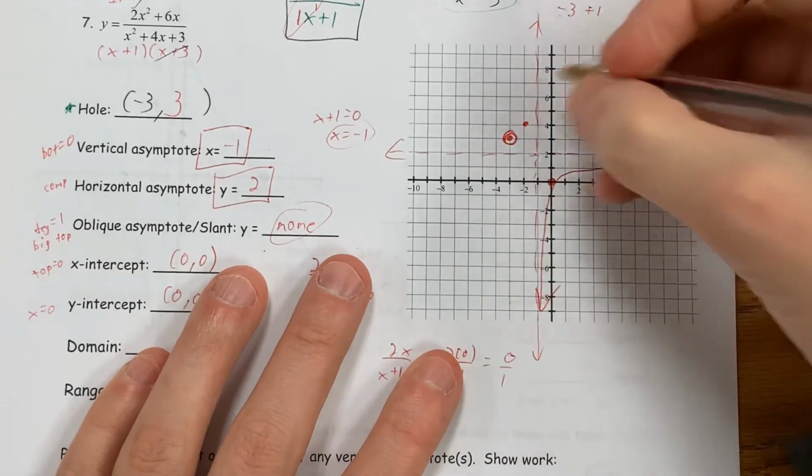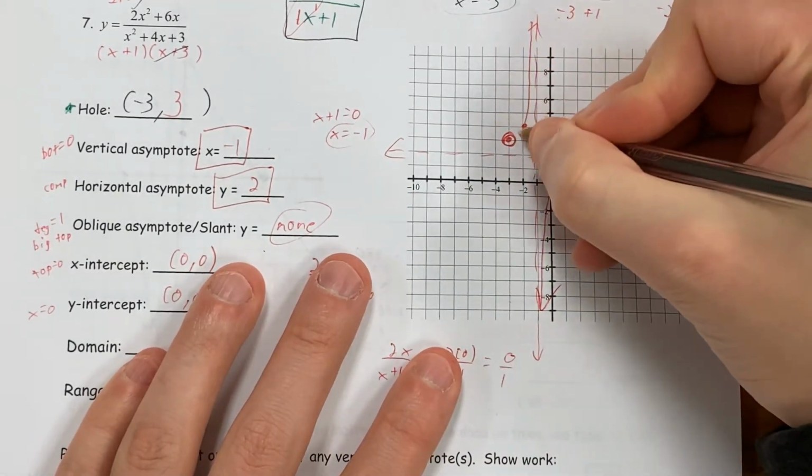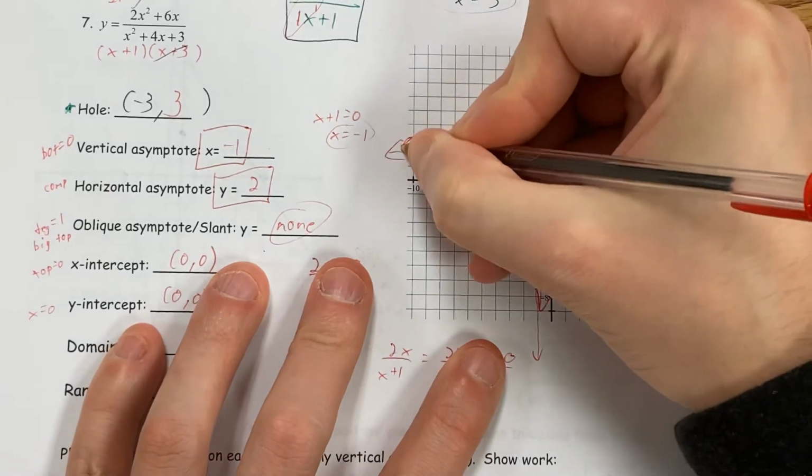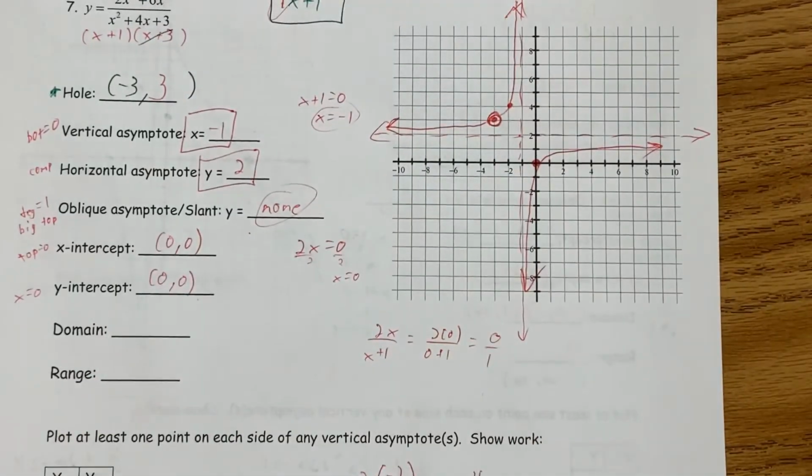So there's this point. This is going to have to go through this point, go to that hole, and past that hole, and that'll be the answer.